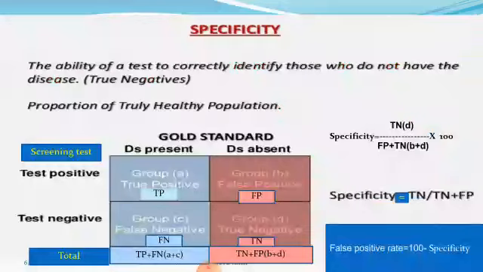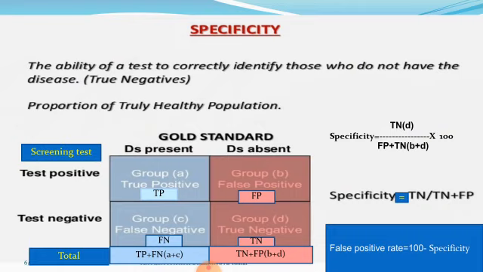While the specificity is the ability of a screening test to correctly identify those who do not have the disease. So this is called the true negatives. The specificity is the ability of a screening test to correctly exclude the disease among individuals who have no disease. That means the screening test shows a negative result among those who are actually not having the disease, and this is called the true negative. So it is the proportion of the truly healthy population.